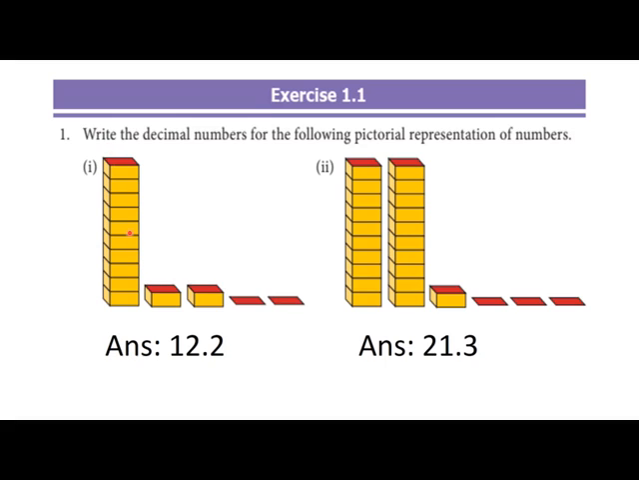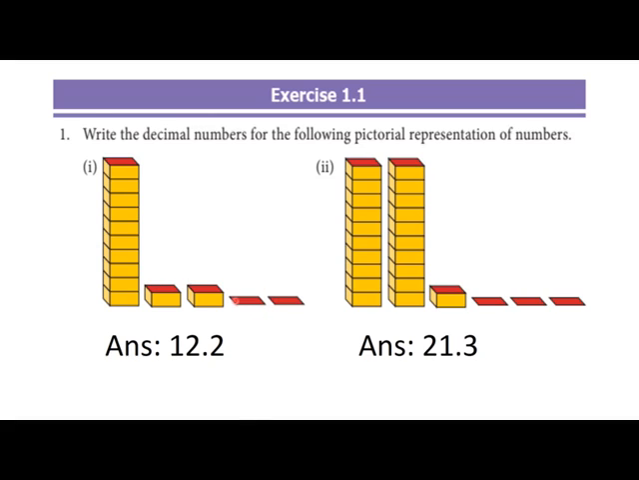First, one full block represents the tens place. So here there is only one block, so in the tens place you have to write 1. And one box represents the ones place. So here 2 boxes are drawn, so in the ones place you have to put 2, because 2 boxes are there.